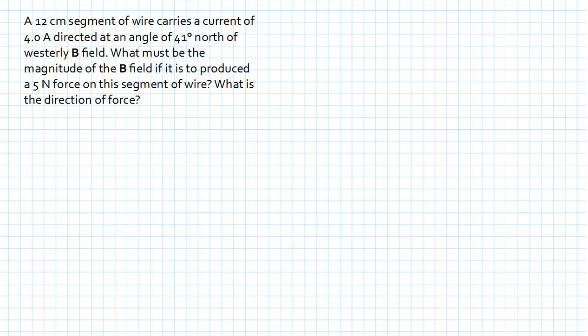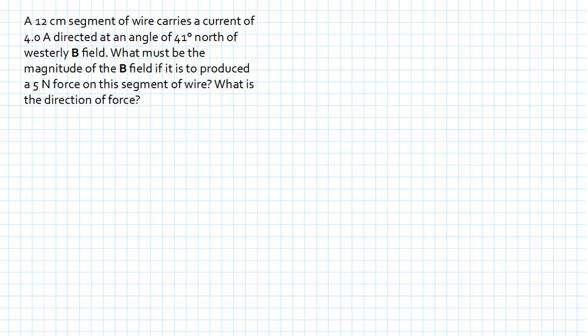Look at question 1b. A 12 centimeter segment of wire carries a current of 4.0 ampere directed at an angle of 41 degrees north of westerly magnetic field. What must be the magnitude of the magnetic field if it is to produce a 5 Newton force on this segment of wire? What is the direction of the force?